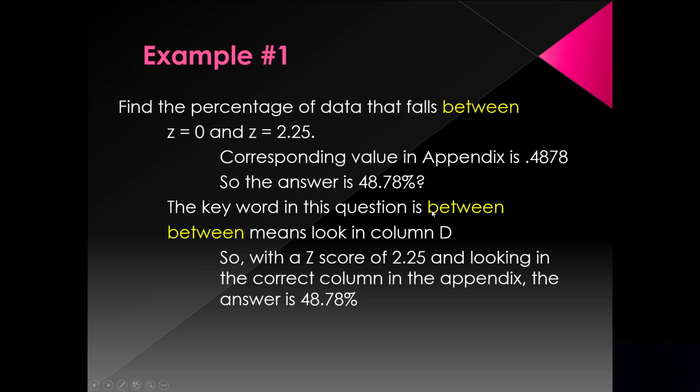So again, the key word in this question is between. Between means look in column D. So with a Z-score of 2.25 and looking in the correct column, the answer is 0.4878 or 48.78%. Awesome.